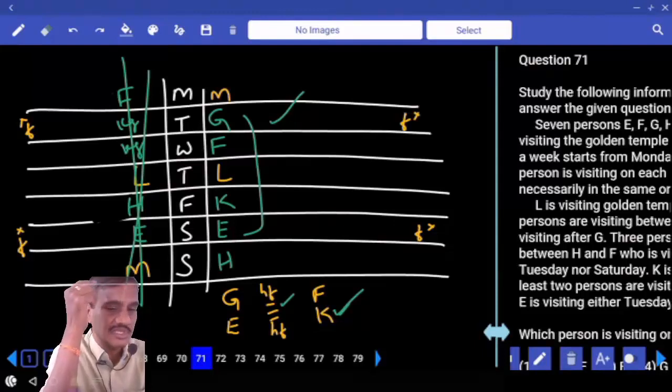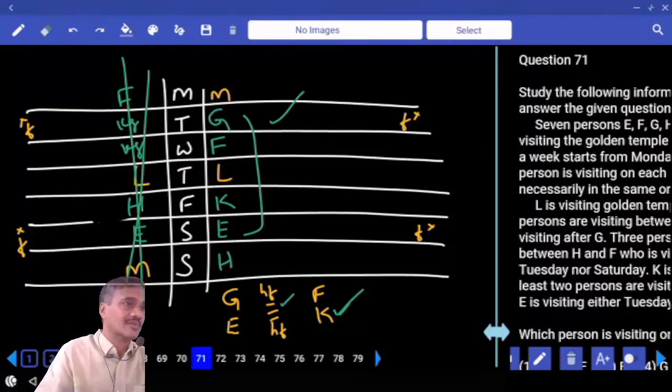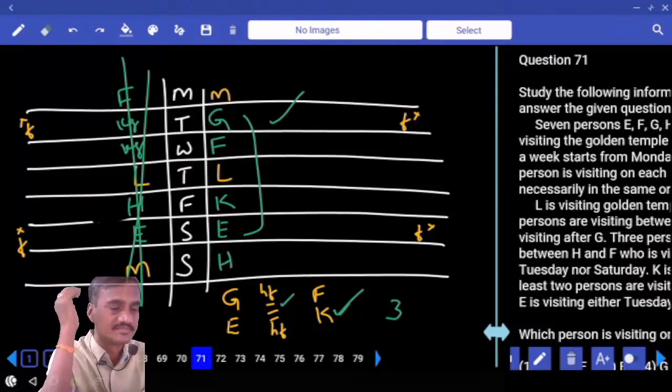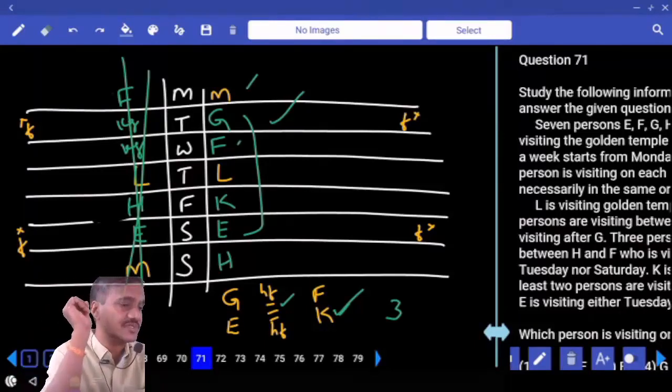Now, the second person: E is before G, false. H is before L, false. M is before M, definite. M is before F, definitely true, choice 3. The second person must be before the first person. M is the second person, M is on Monday, F is on Wednesday.